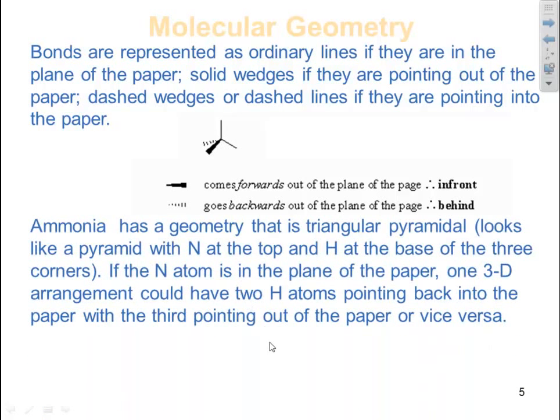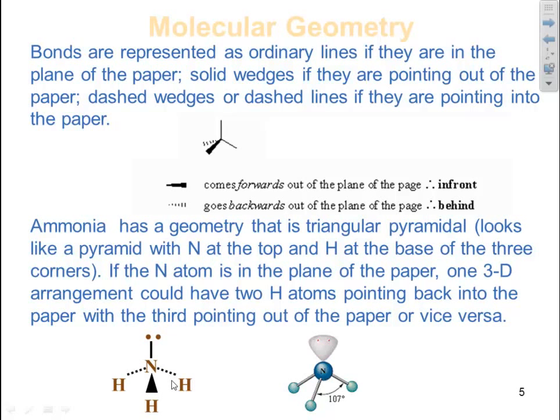Ammonia has a geometry that is trigonal pyramidal. It looks like a pyramid with nitrogen at the top and hydrogen at the base of the three corners. If the nitrogen atom is in the plane of the paper, one 3D arrangement could have two hydrogen atoms pointing back into the paper, with the third pointing out of the paper, or vice versa. So basically what we're saying here is, in this particular arrangement, what we have is a pyramid, and you have three hydrogens at the corners. This hydrogen is coming out at you, and these other two hydrogens are going into the plane of the board.